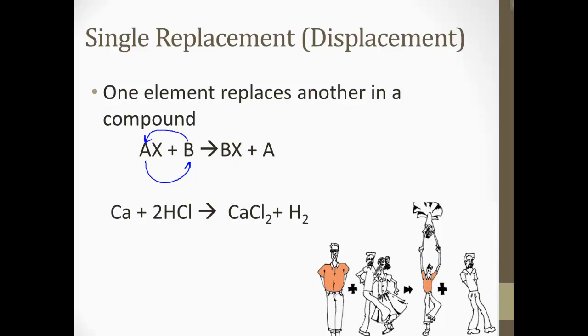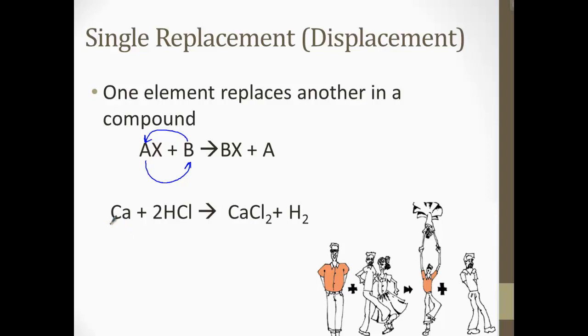If you look down here, this is kind of a dating scenario. We've got this guy who's all by himself, and then this couple is on a date. During the course of the date, they end up trading places. So the guy with the red shirt ends up getting the girl, and this guy ends up by himself. That's exactly what would happen in a single replacement reaction.